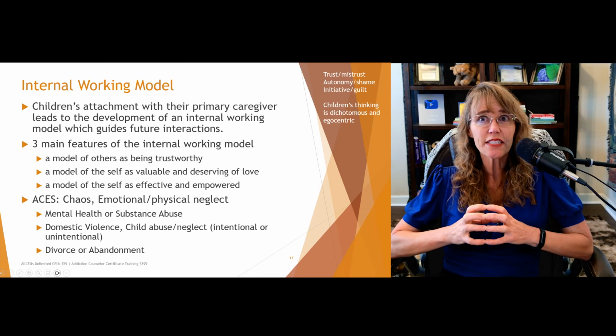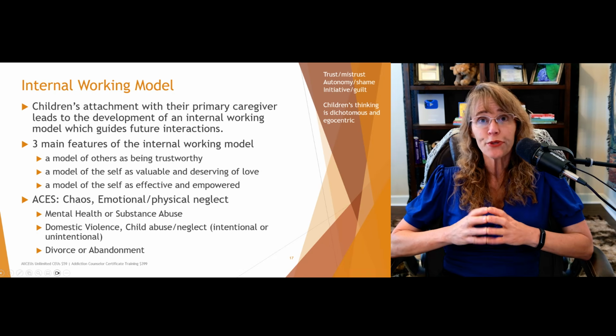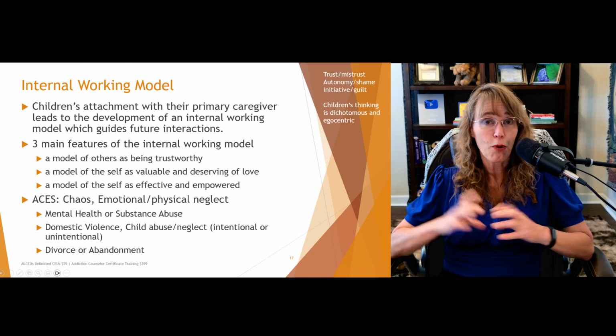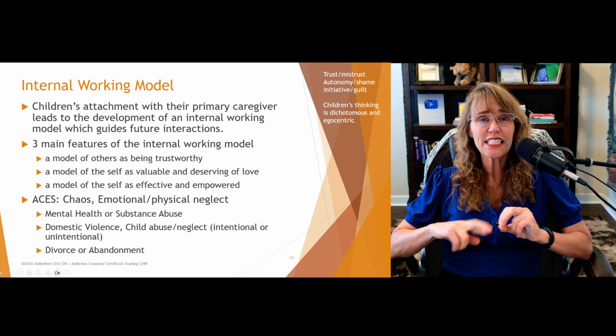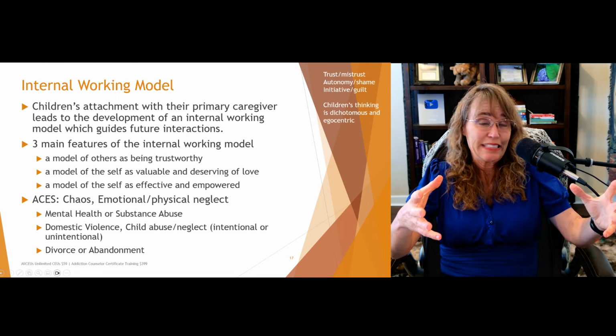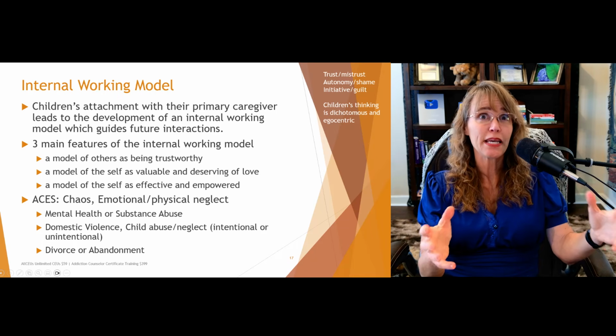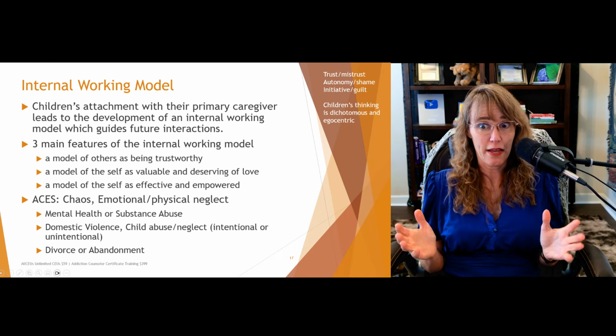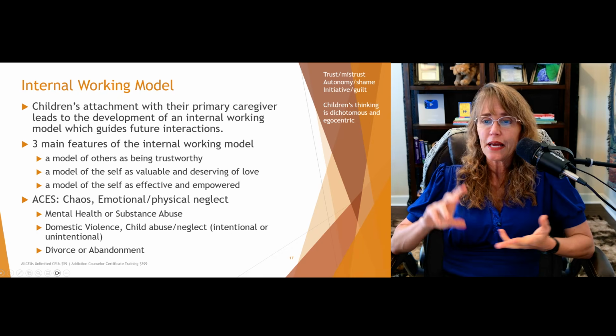If there's domestic violence, of course, we know those are chaotic relationships. And the child is, even if the abuser is not the primary caregiver, they're seeing their primary caregiver get abused, which says, primary caregiver may not be able to be there for me. Terrifying. So that's another thing.